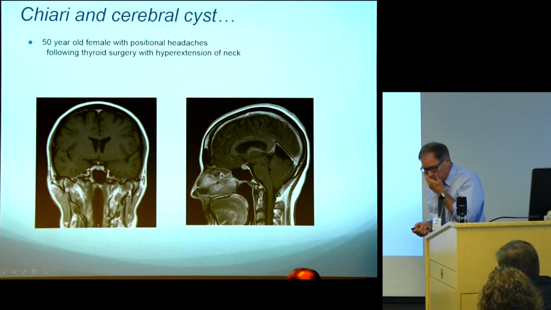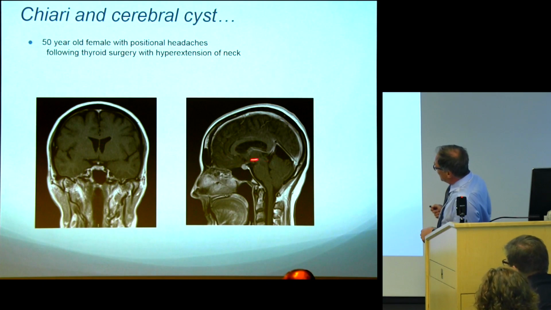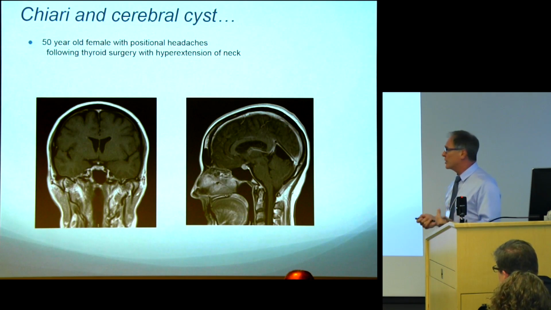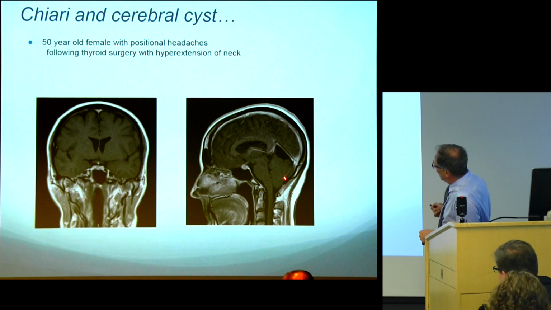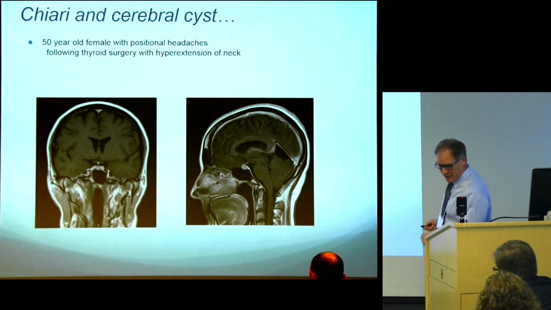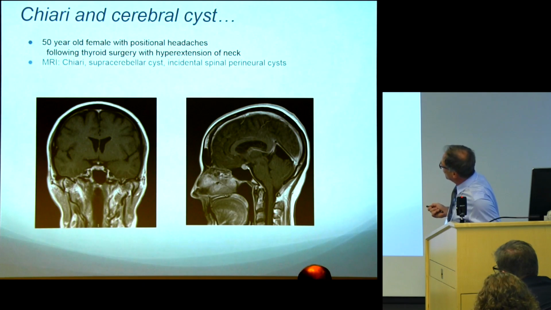Let me show you another case. This is a 50-year-old female with positional headaches following thyroid surgery with a hyperextension of the neck. So you can see she has a Chiari malformation, and often we might think that the Chiari was exacerbated or irritated by the surgery and the position. She also has a possible cause. She has a supracerebellar cyst with some pushing downward, so this could be considered maybe she was at risk. She was asymptomatic until the time of the surgery, and we should do a Chiari decompression. No one really had read anything, but you might say that there's some enhancement of meninges, but it was not read, and it really would not be called.